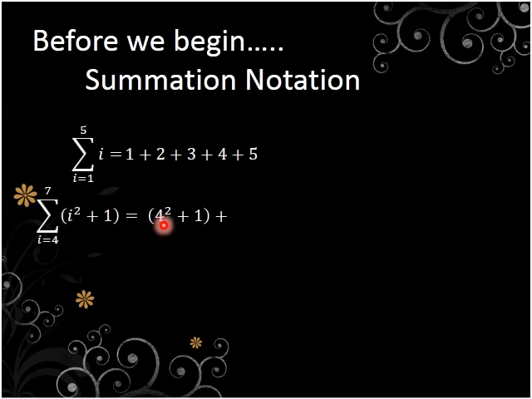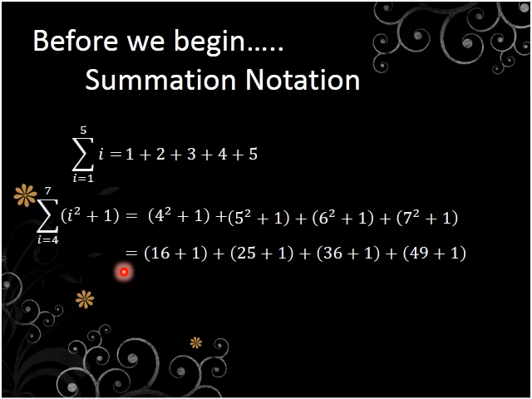So starting with 4, I'll have 4 squared plus 1. And then the next number would be 5 squared plus 1. The next number is 6 squared plus 1, and the last number is 7 squared plus 1. And we're adding all these together because this is summation.